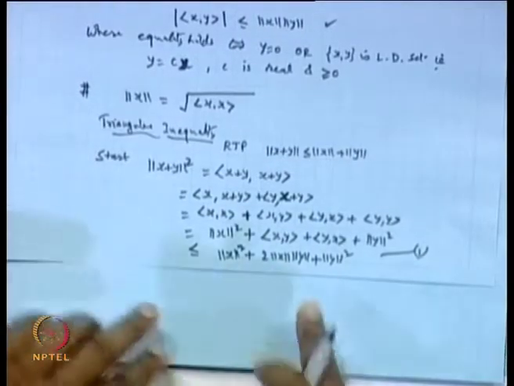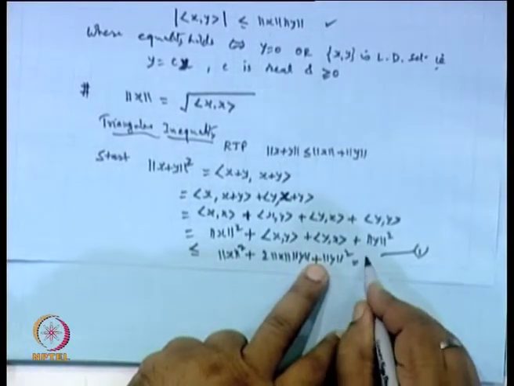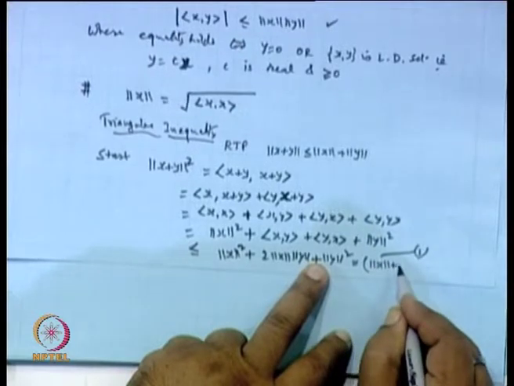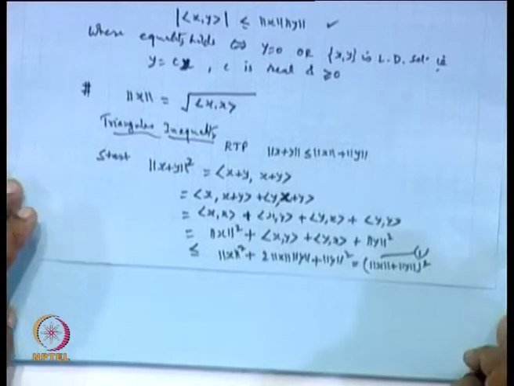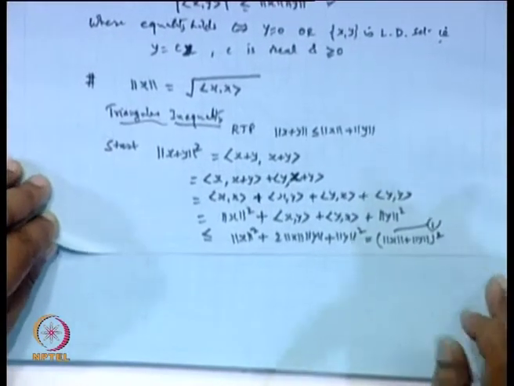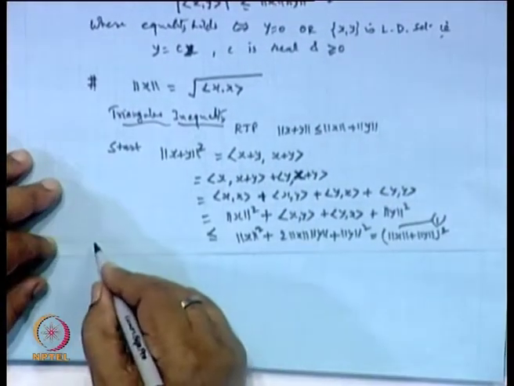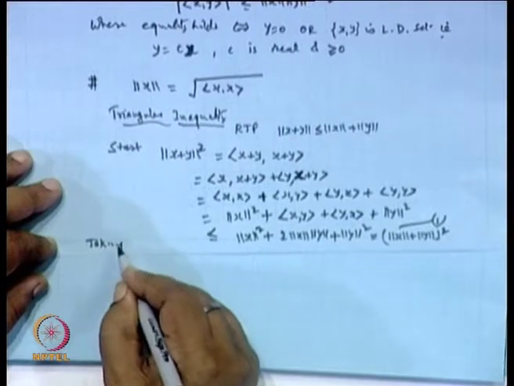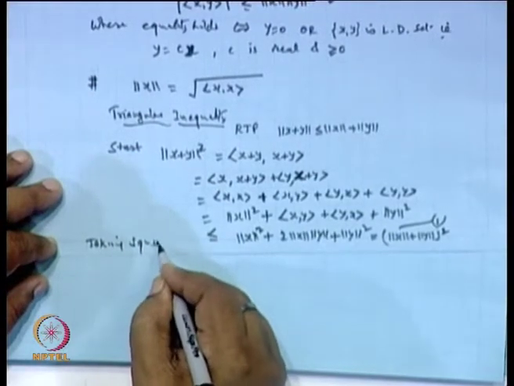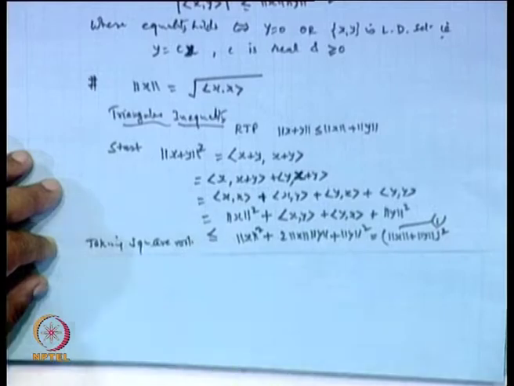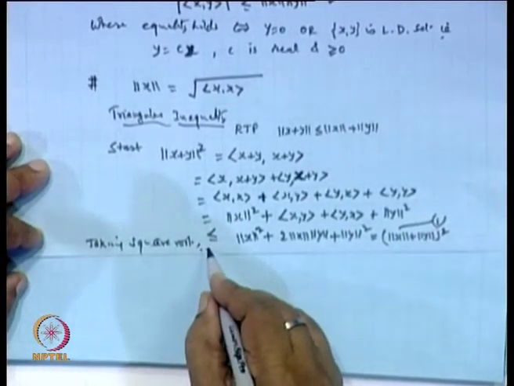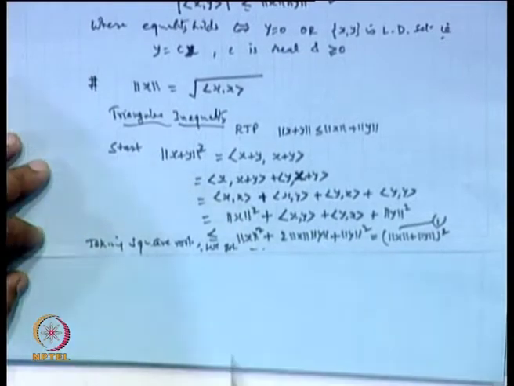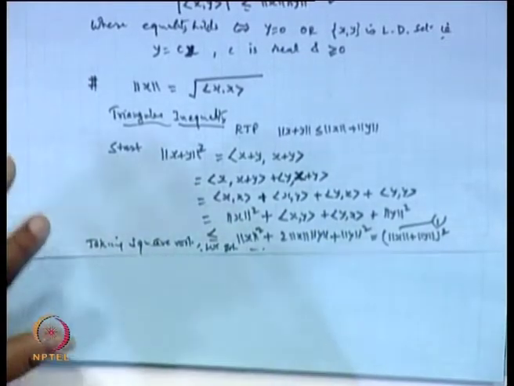and that will give you the norm of x plus norm of y whole square, and taking the square root we get the triangular inequality established. We get the desired inequality. So, nothing to worry about.